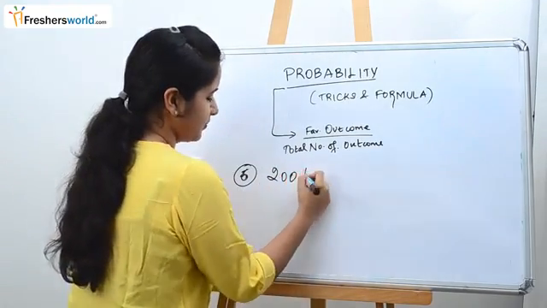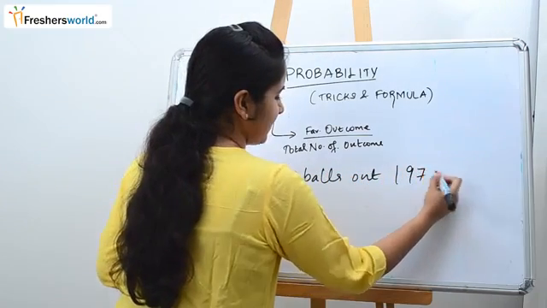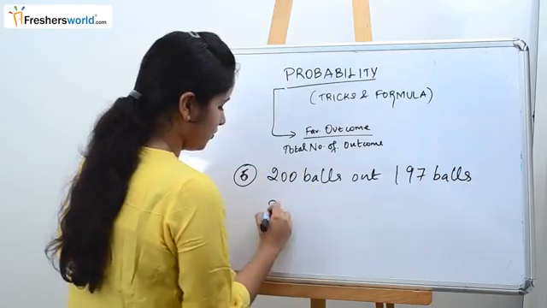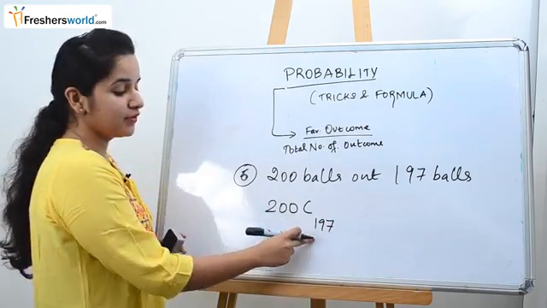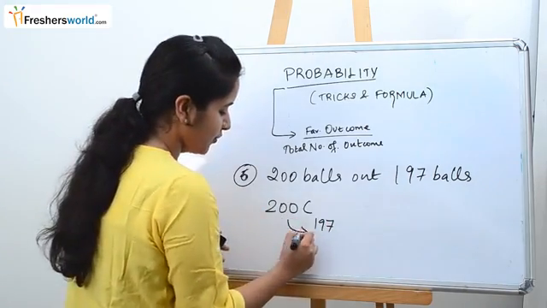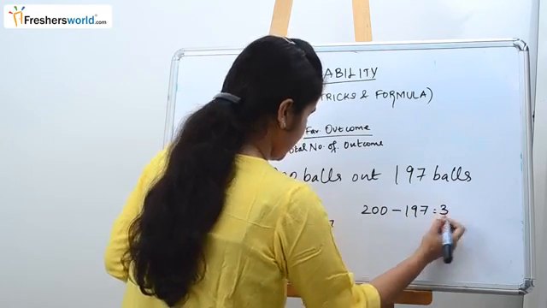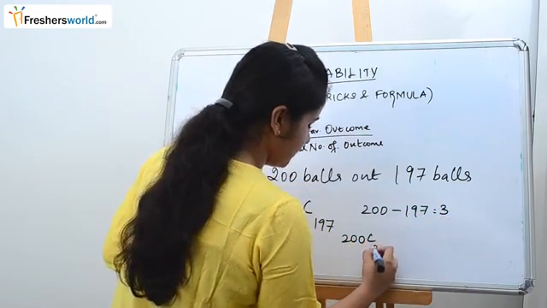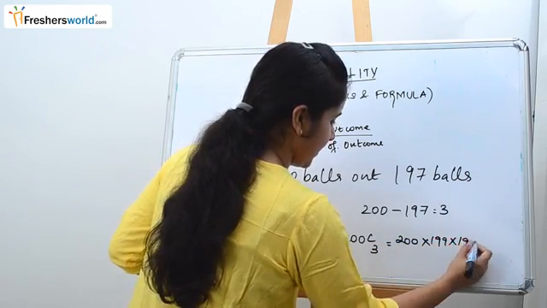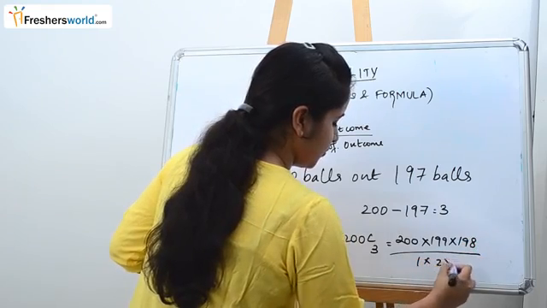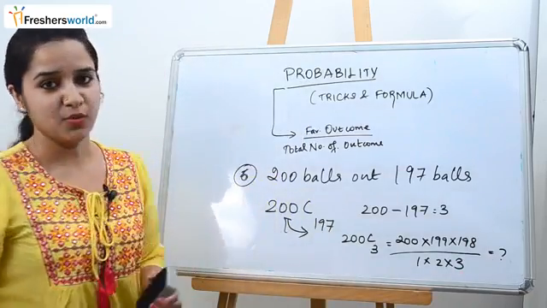Let's say we have 200 balls, out of which we need to choose 197 balls. As usual we will write 200C197. Instead of reducing it 197 times, what you do is just subtract: 200 minus 197, which is 3. So 200C3, which is 200 into 199 into 198 divided by 1 into 2 into 3. If you find the answer for it, it is the same as that for 200C197.